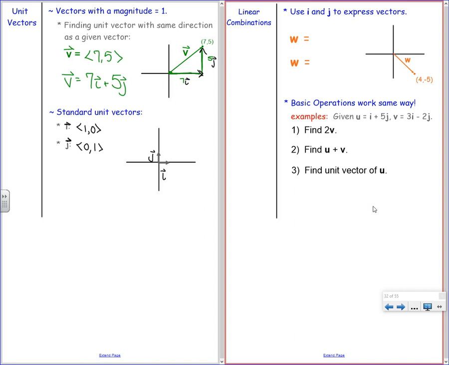So if we apply what we just saw to this new example, all right, we have a new vector. His name is W. First of all, let's go put little vector arrows on everybody.